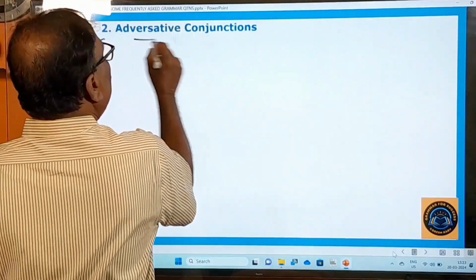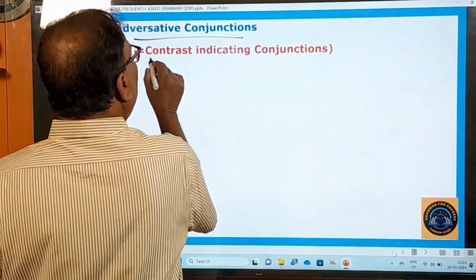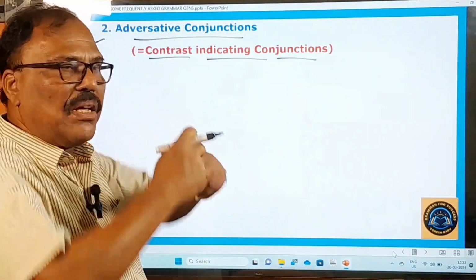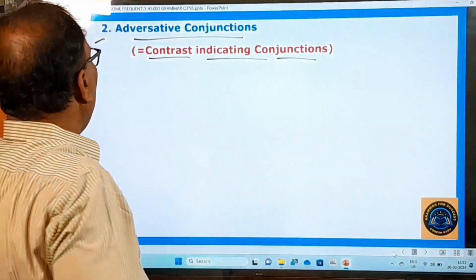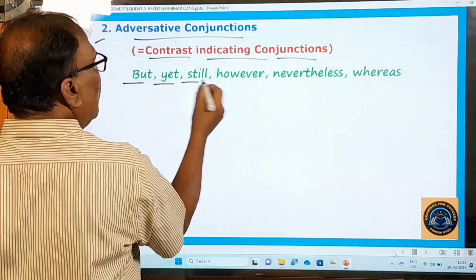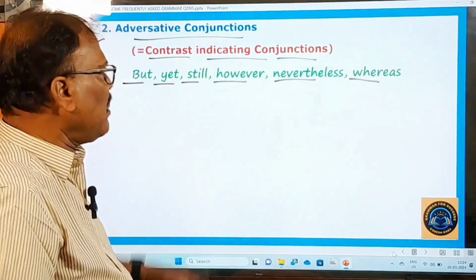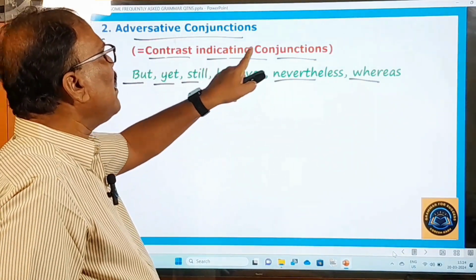Second one, adversative conjunctions. Adversative conjunctions means what? Contrast indicating conjunctions. They indicate contrast. Opposite statements are combined by these conjunctions. Opposite. So what are those conjunctions? But, yet, still, however, nevertheless, whereas. Keep these conjunctions in your mind. These are the adversative conjunctions or contrast indicating conjunctions.